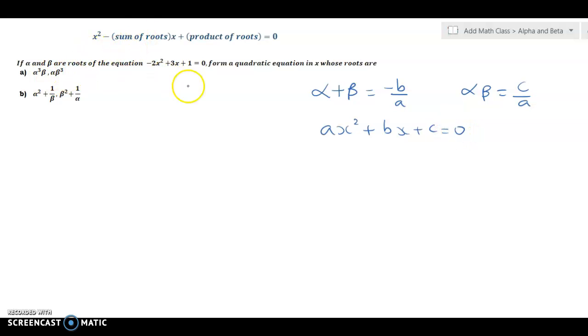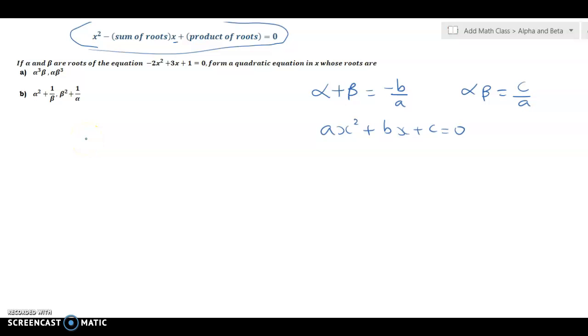So in this particular question now, this is how it goes. It says if alpha and beta are roots of this equation, form a quadratic equation in x whose roots are these. So this is part A. What I'm going to show you all is how we're going to use this general equation here to get our answer. It says x squared minus the sum of the roots times x plus the product of the roots is equal to 0. So we're going to use this in the latter part. So let me look at the solution for part A now.